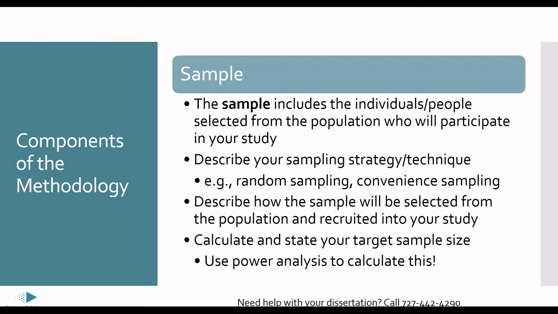Random sampling involves, as it sounds, just randomly selecting individuals from the greater population to be in your study, whereas convenience sampling involves selecting individuals not based on probability or in some kind of random fashion, but selecting individuals that are readily available to you. So you're selecting through a process that is convenient.